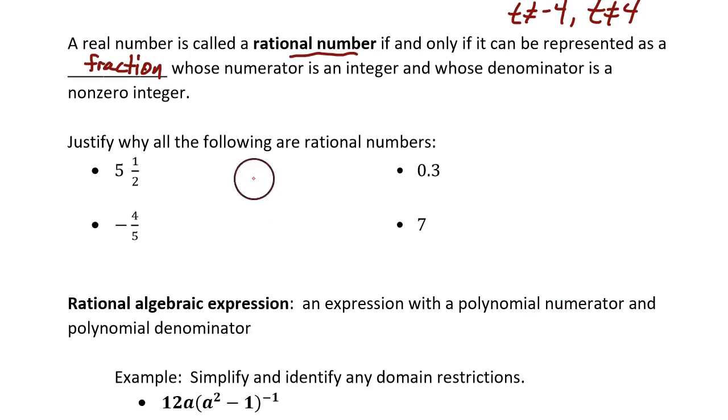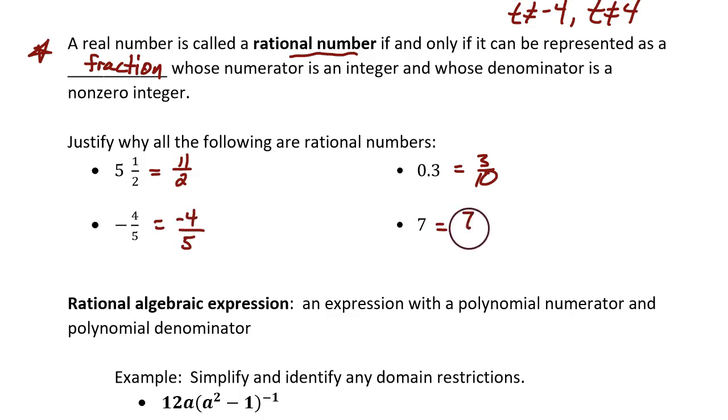Justify why all of the following are rational numbers. Well, based on what we just read, a rational number is any number that can be represented as a fraction. 5½ can be written as a fraction. It's 11 over 2. 0.3 can be written as a fraction. It's 3/10. Negative 4/5 can be written as negative 4 over 5. And the number 7 can be written as 7 over 1. Because it's possible to write all of these as a fraction, they are called rational numbers.